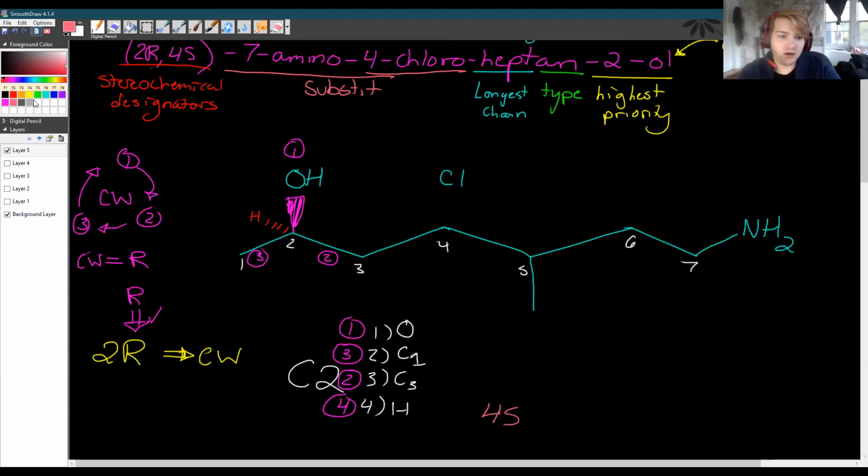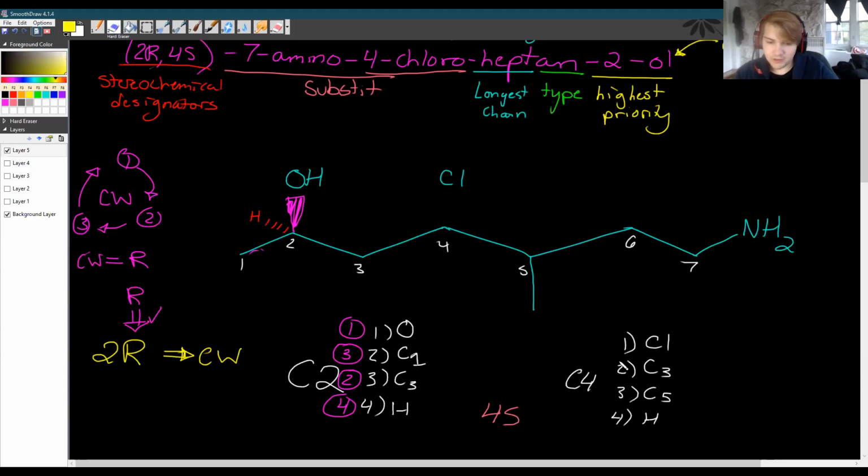And what we can say on carbon 4 is, of course, we have 4 groups, 1, 2, 3, and 4. And we have a chlorine, we have a hydrogen, we have towards C3, and we have towards C5. Let me just erase some of these things so they're not as distracting. All right. And what we can say is that we know that chlorine will win. We know that hydrogen will lose. And who's going to win? Carbon to carbon, they're exactly the same.